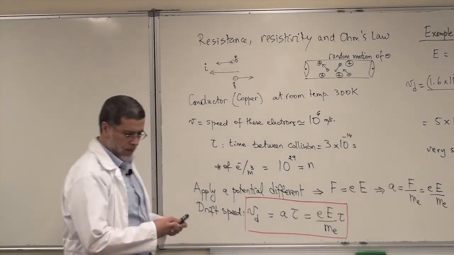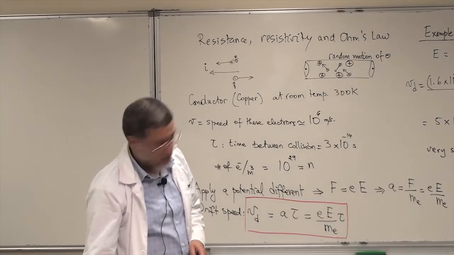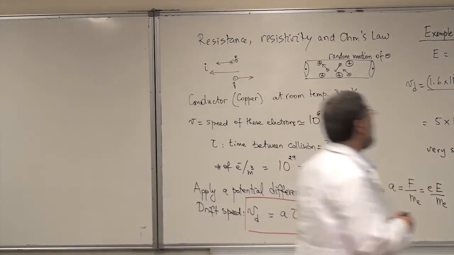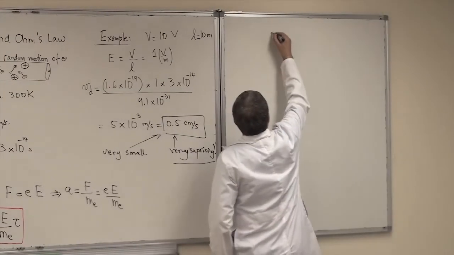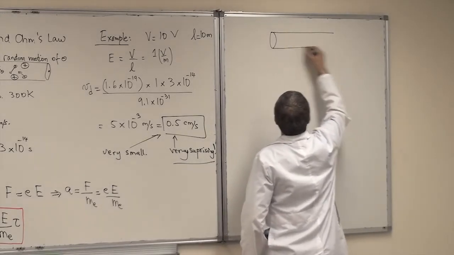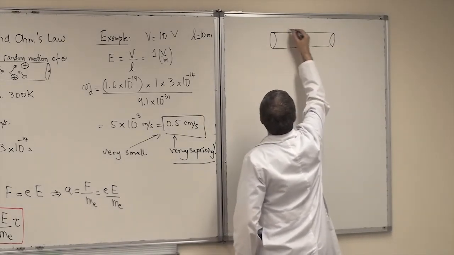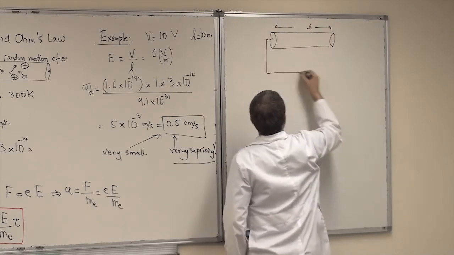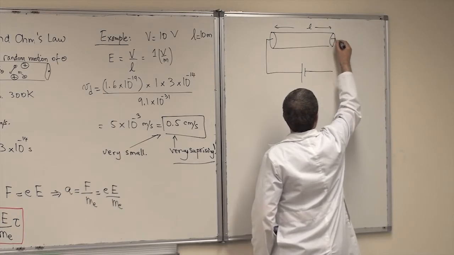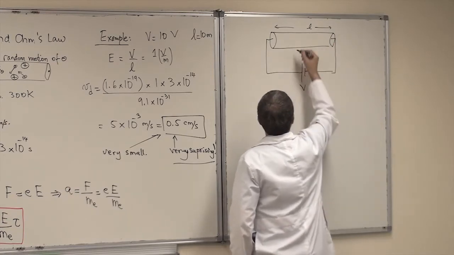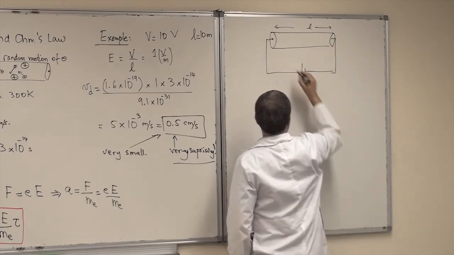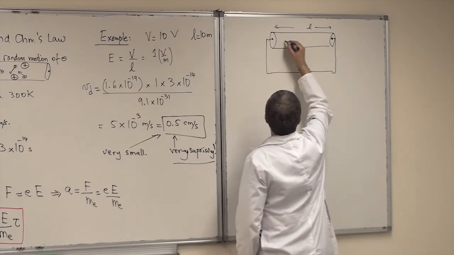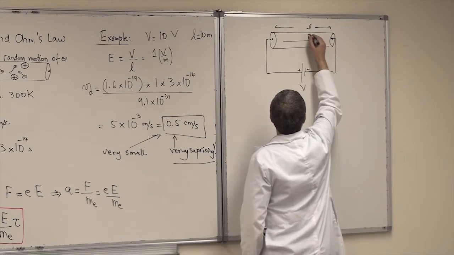Okay. Now let's look at the resistance and the resistivity. Again, we are going to take a wire. That's my wire of length L. And I'm going to apply a potential V at the terminals, okay? So there will be an electric field. This is the high potential because of the plus, low potential here. There will be an electric field in this direction. I hope you agree with me, my son.